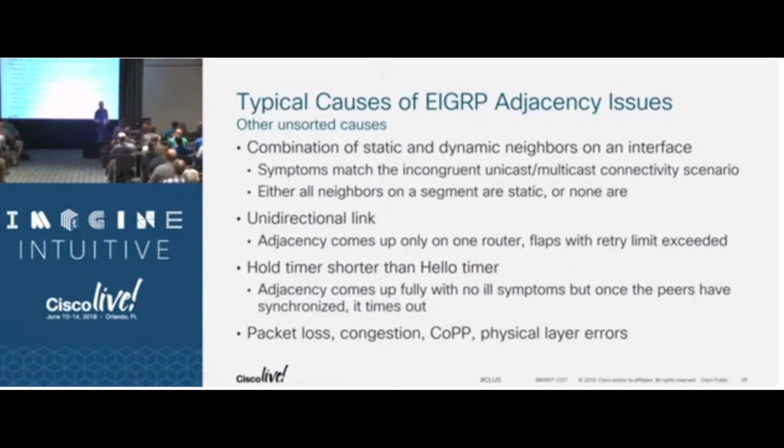Another possibility is a unidirectional link, which is essentially a layer 2 issue. Yet another possibility, again a very bad prank played on you possibly, a hold timer shorter than the hello timer. This is particularly nasty because the EIGRP adjacency comes up just okay, and when it's all stable, then this goes down. And finally, all those non-EIGRP issues like packet losses, control plane policing kicking in, errors, this is something that always has to be taken into account.